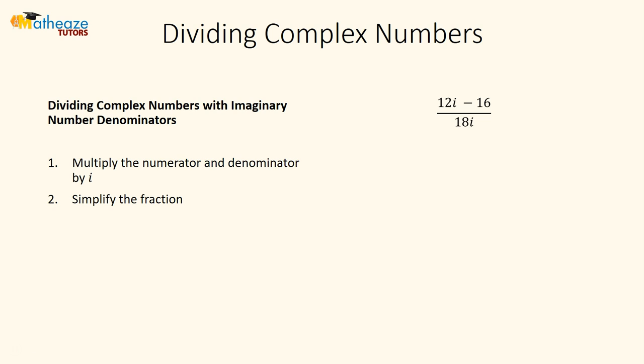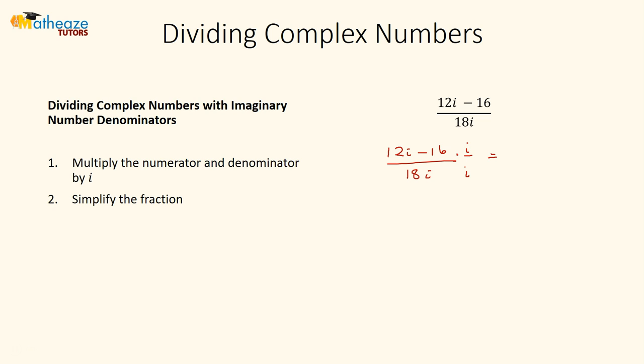What about this one here? We now have an imaginary number in the denominator. So what we're going to do is multiply the numerator and the denominator by i to get rid of the imaginary number in the denominator. So 12i minus 16 divided by 18i. So we're multiplying the numerator by i and the denominator by i. You can see that this should make sure that the fraction is unchanged because i over i is 1.